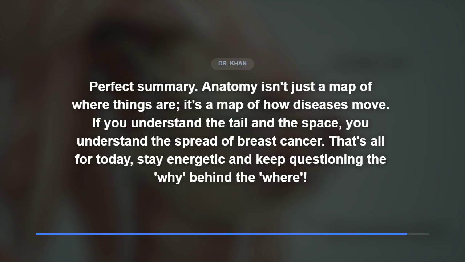Perfect summary. Anatomy isn't just a map of where things are, it's a map of how diseases moved. If you understand the tail and the space, you understand the spread of breast cancer.